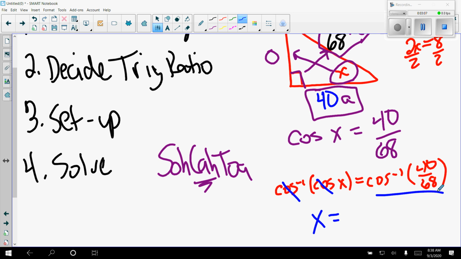Now for most of you, and every calculator is a little different, there may be an inverse button. A lot of times it's the second button on the calculator. You hit second, and then cosine, because it's a cosine inverse, and you just type in 40 divided by 68 in parentheses if you have them. And I get 53.96 degrees. So we're going to round that up to 54 degrees. We'll still round to one decimal, but this one just happened to round up to a nice number.